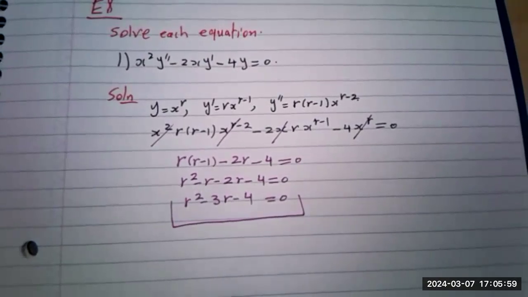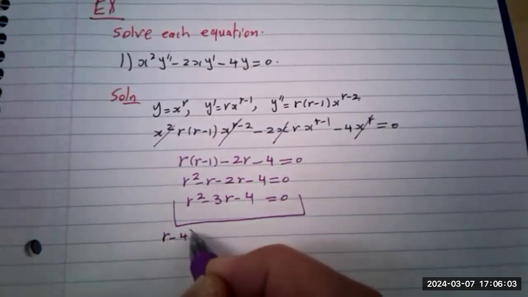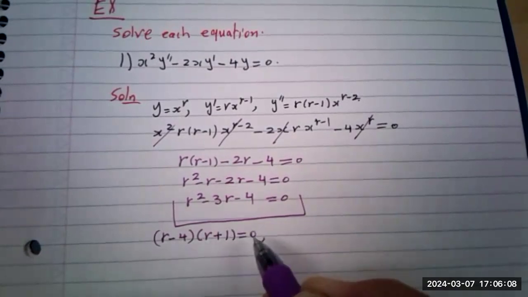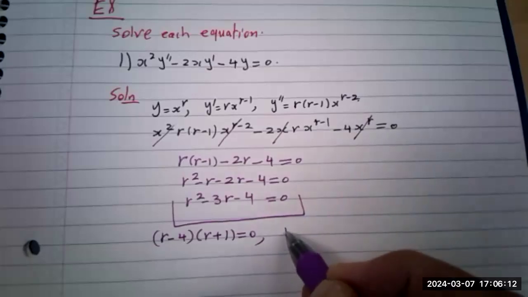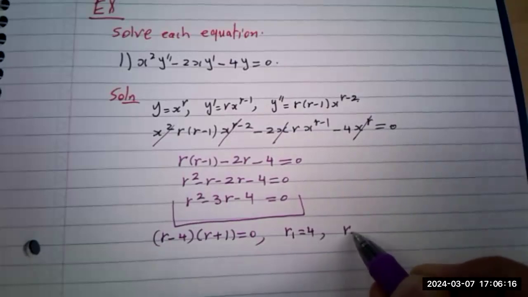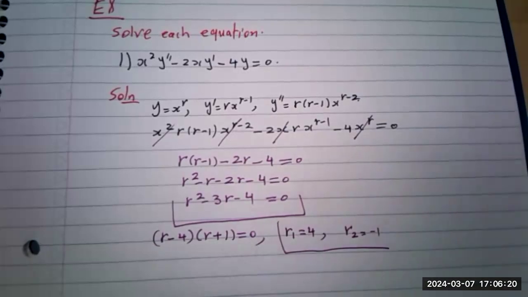Factoring method gives us the solution right away. So it's going to be (r minus 4) times (r plus 1) equal to 0. So we have two solutions. You can label them r1 and r2 as you like. I call r1 equal to 4 and r2 equal to negative 1. So I have two distinct solutions.